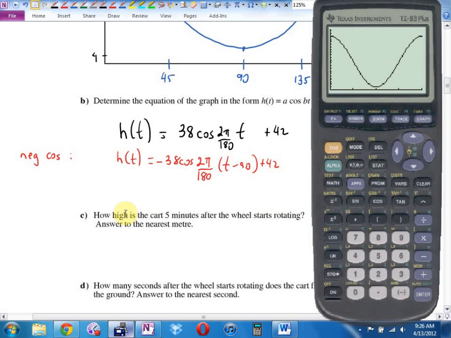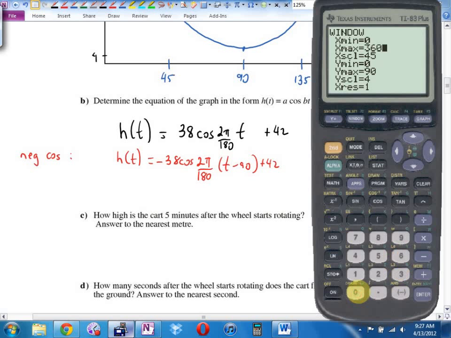Oh, number 5. Sorry, C. This 5, what word is right next to the 5? X value or Y value? Look at the question. Look at the units. Sorry? Oh, trace. 5. Oh, wait a minute. 5 minutes. How many seconds is that? Uh-oh.